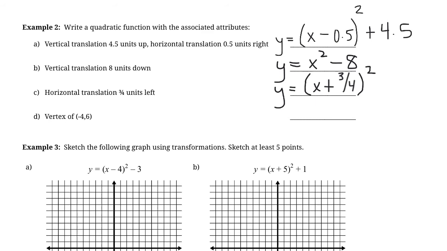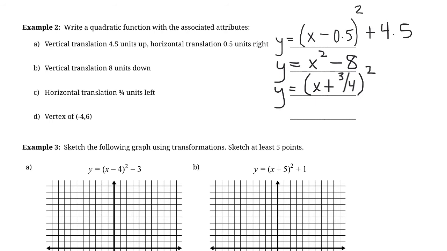We don't have a k value for this particular equation because there was no vertical translation given to us. So that means we are not shifting this particular parabola up or down, so there will be no k value.